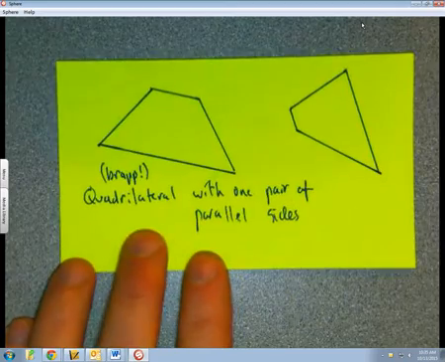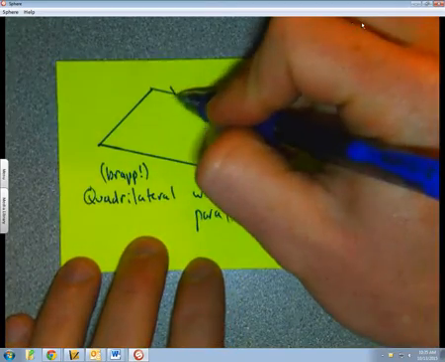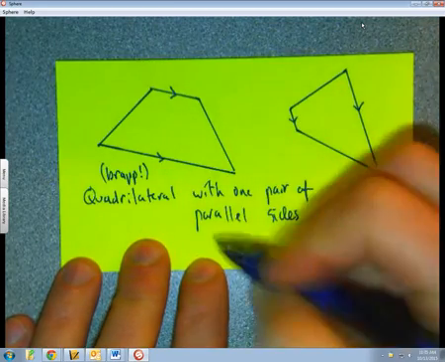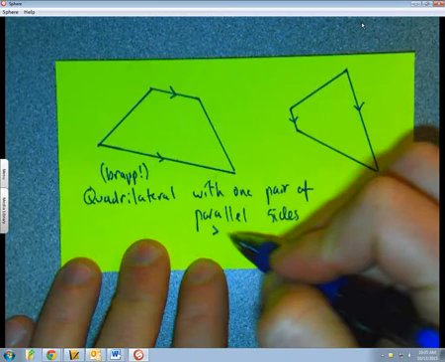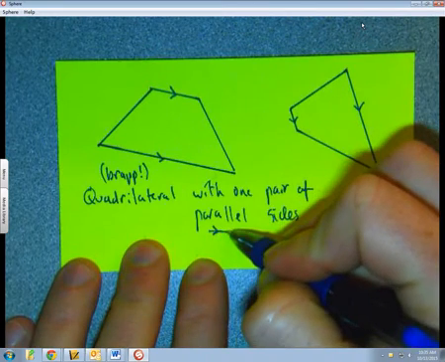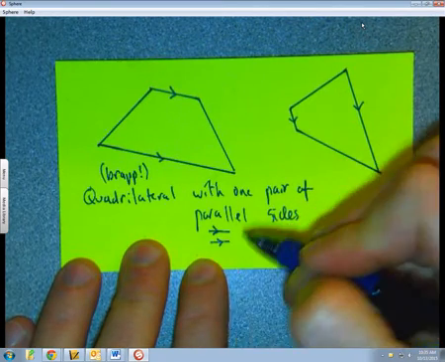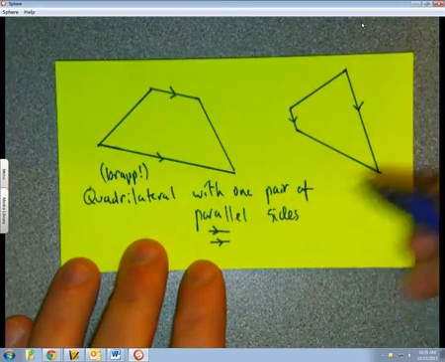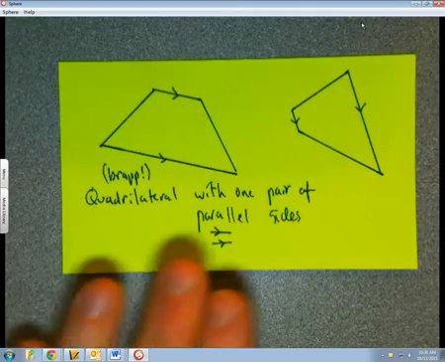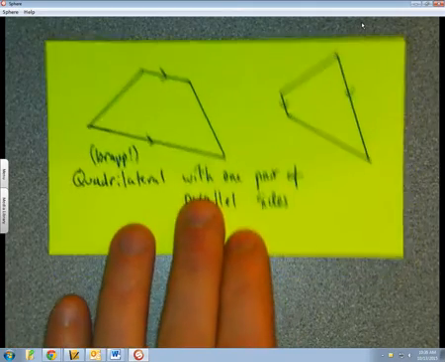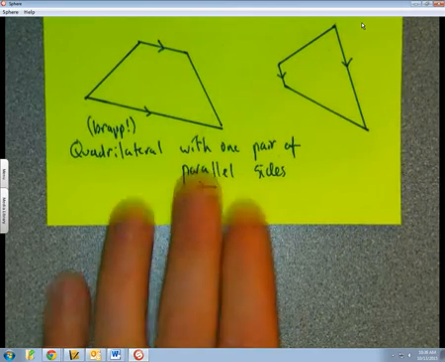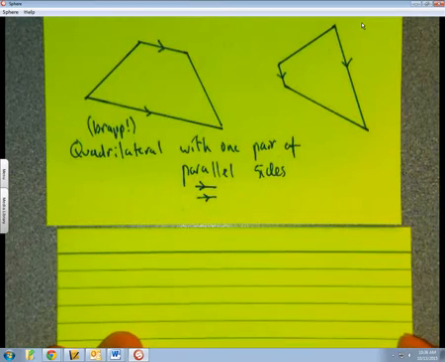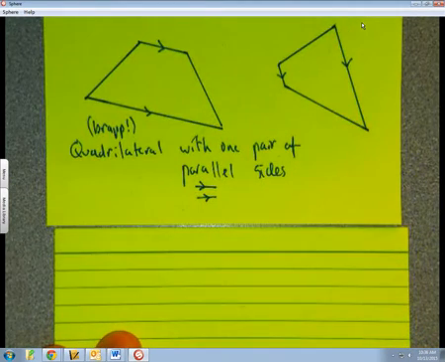It's quadrilateral, and we'll start adding this notation. That means parallel, right? So if you have one here and one here, that means those are parallel. All right. So that is trapezoid, and the next one we have is parallelogram.